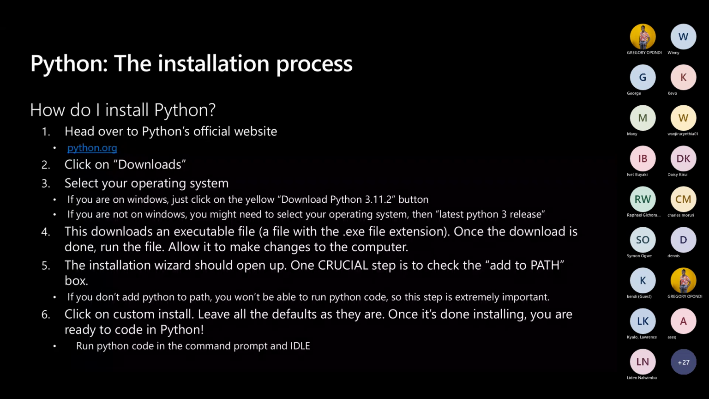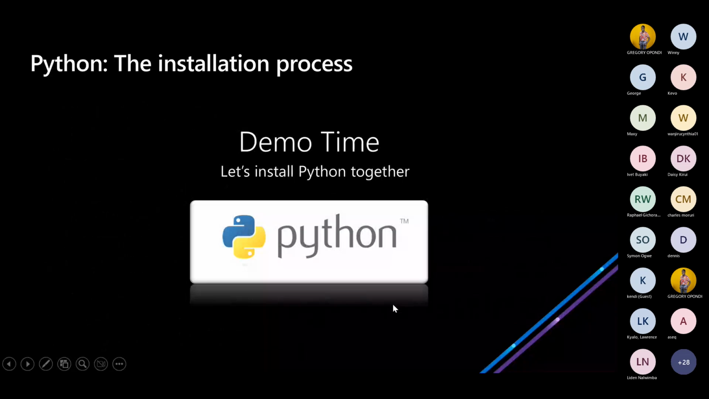Once this download is done, just run the file. Allow it to make changes to the computer. One important step that you should not forget is to check the add to path box. If we do not add Python to path, our computer is not going to recognize Python code and you're going to have problems and errors. After that, you're going to click on custom install, leave the defaults as they are. And once it's done, we are ready to run Python code. Okay, so let me show you how to do this.